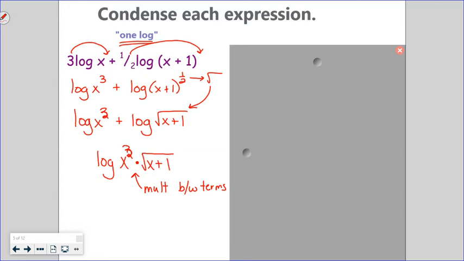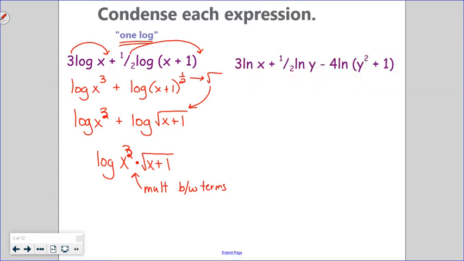All right, let's try another condensing. Again, doesn't matter if it's a log-based something or a natural log. When we are done with this, you will have one and only one log left.